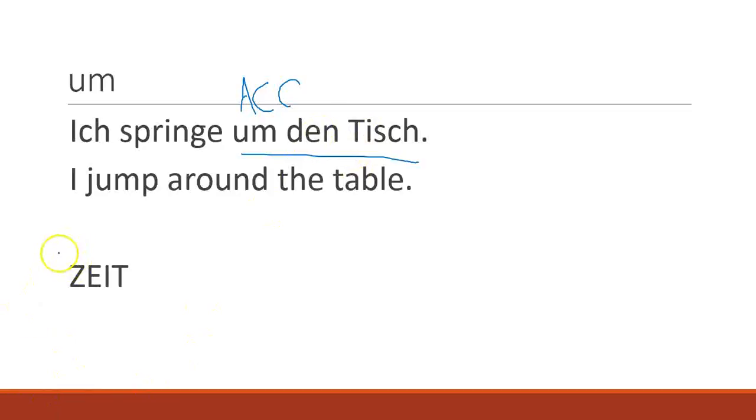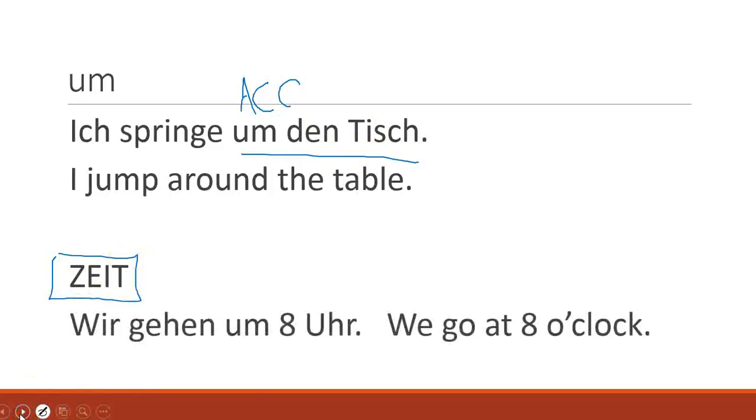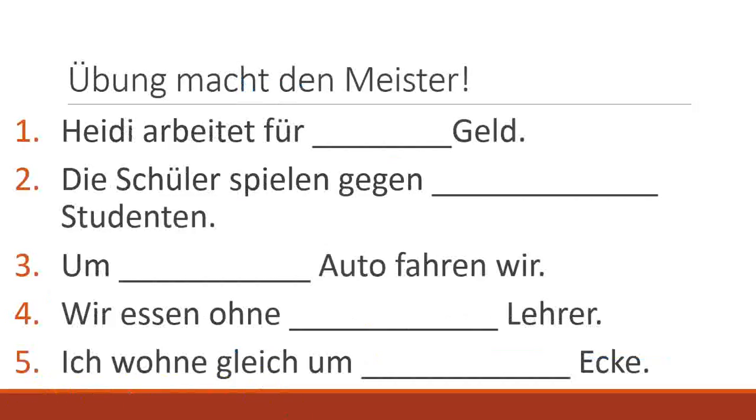Um now has a wonky rule when we deal with time. So sometimes you can say we're going at. Technically, the best translation is around, but when we're talking about time, it means at. Notice there's really no need for an article here: um 8 Uhr, at 8 o'clock. So, Übung macht den Meister. Try your hands at these.